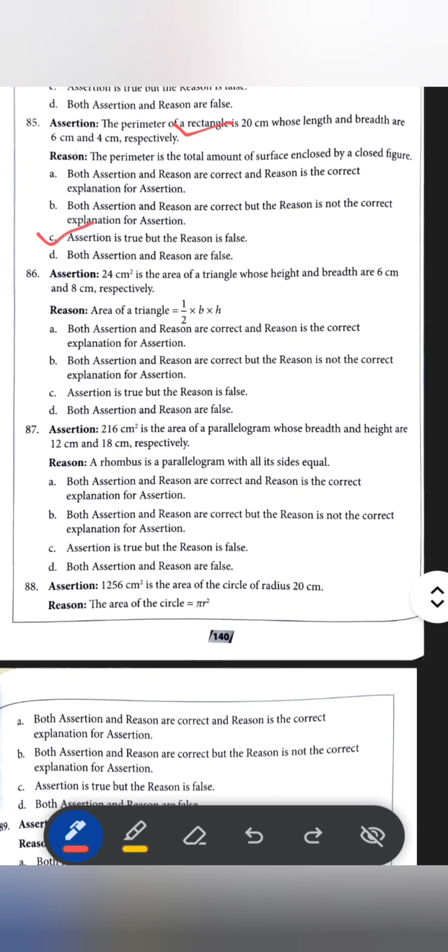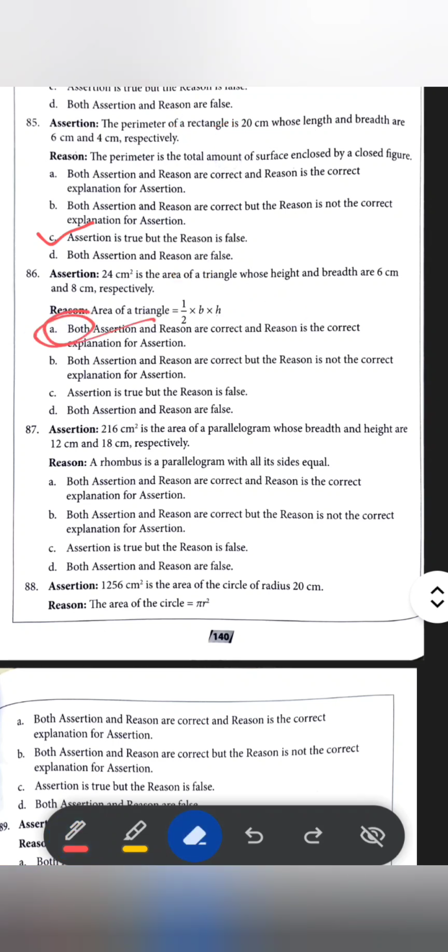Now question number 86. 24 centimeter square is the area of a triangle whose height and breadth are 6 and 8. So this is the triangle. It is saying that half into base into height, where height is equal to 6 and breadth is equal to 8. So 2 3s are 6, and 3 8s are 24 centimeter square. Yes, that one is correct. And area of the triangle formula is half into base into height. That is also correct. So option A, because reason is the correct explanation of assertion.